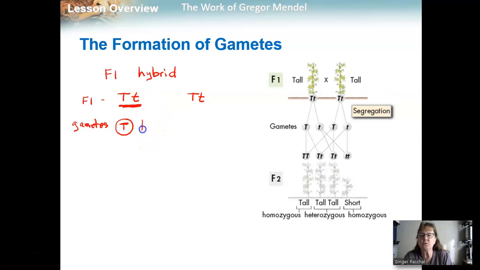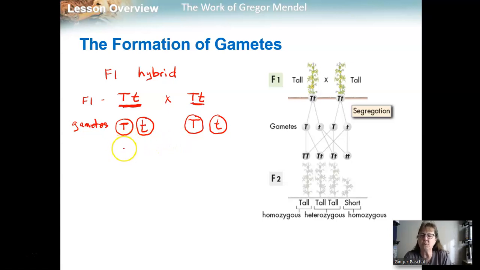But they can also create a gamete with a lowercase t. So that's for this parent. For this other parent, well, it's the same plant, so it can produce the same alleles. So this is one plant crossing with itself. This would work with this plant crossing with itself. It would also work with this plant crossing with another hybrid plant.